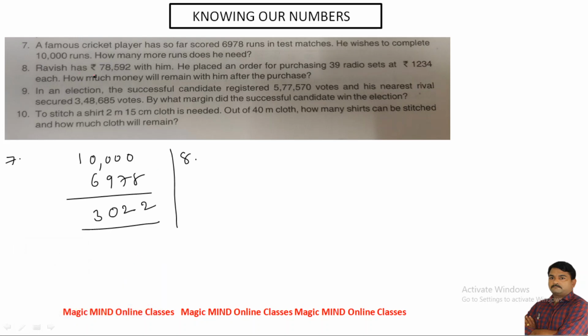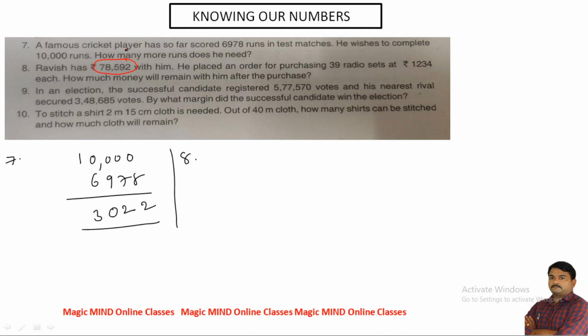Ravish has 78,592 with him. He placed an order for purchasing 39 radio sets at 1,234 each. How much money will remain with him after the purchase? Very simple. Ravish has this much money in total, 78,592 rupees.